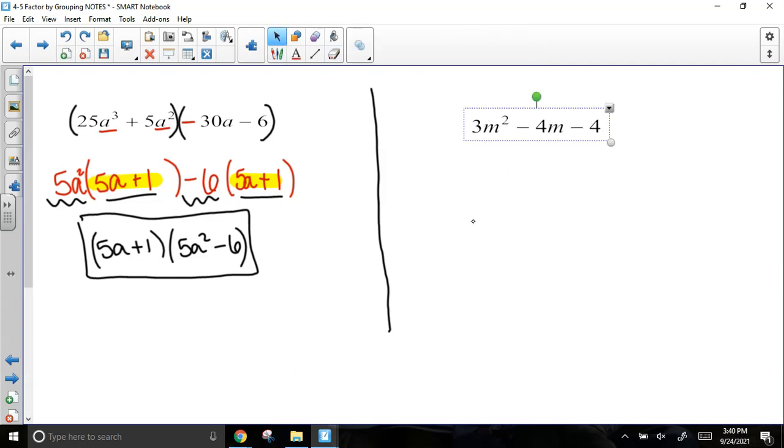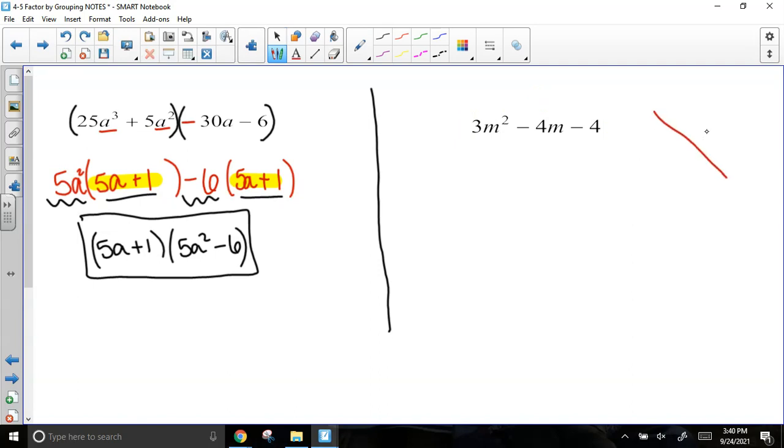Well, we can actually use factor by grouping by turning this problem of 3 terms into a problem of 4 terms. So here's how I'm going to do that. I'm going to use my X method. I've shown you this before. I am going to go ahead and say what 2 numbers will multiply to give me this top value and will add to give me this bottom value.